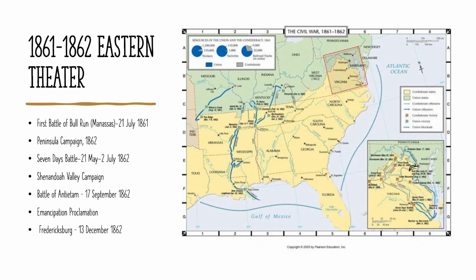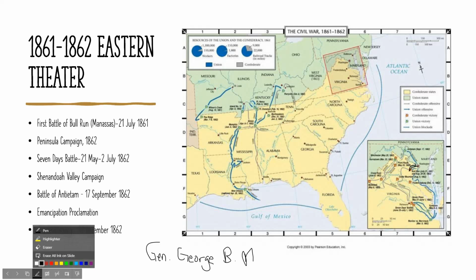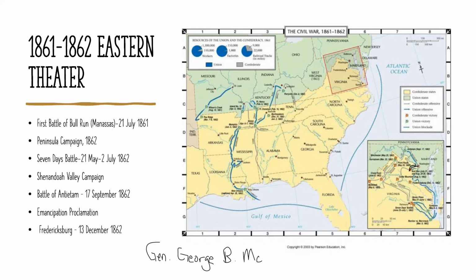Now, following that one, McDowell was replaced by another officer, and this guy's name is George B. McClellan. And George B. McClellan was a younger officer who styled himself as something of a Napoleon. He was a very able administrator, excellent in terms of training, but the wrong man in terms of leading a battlefield unit, just in terms of the aggressiveness that Lincoln wanted.